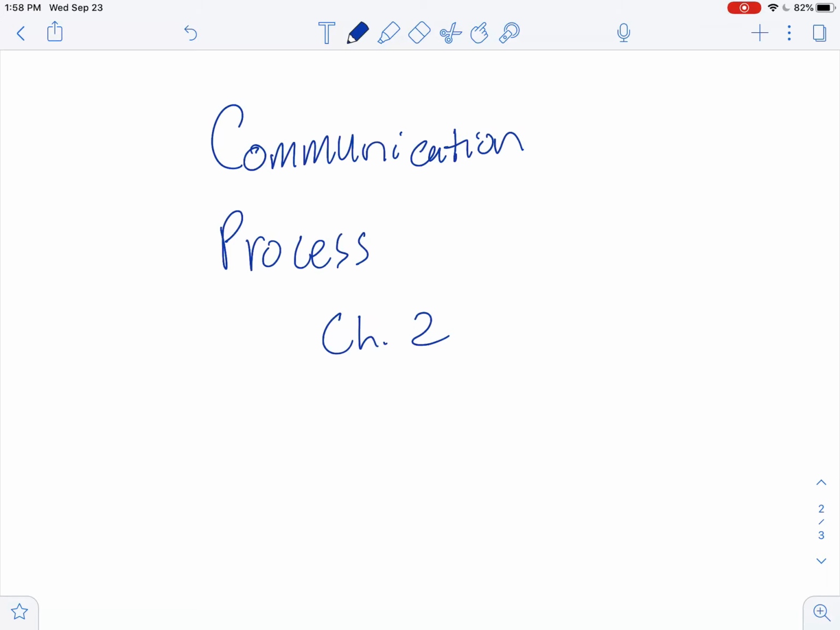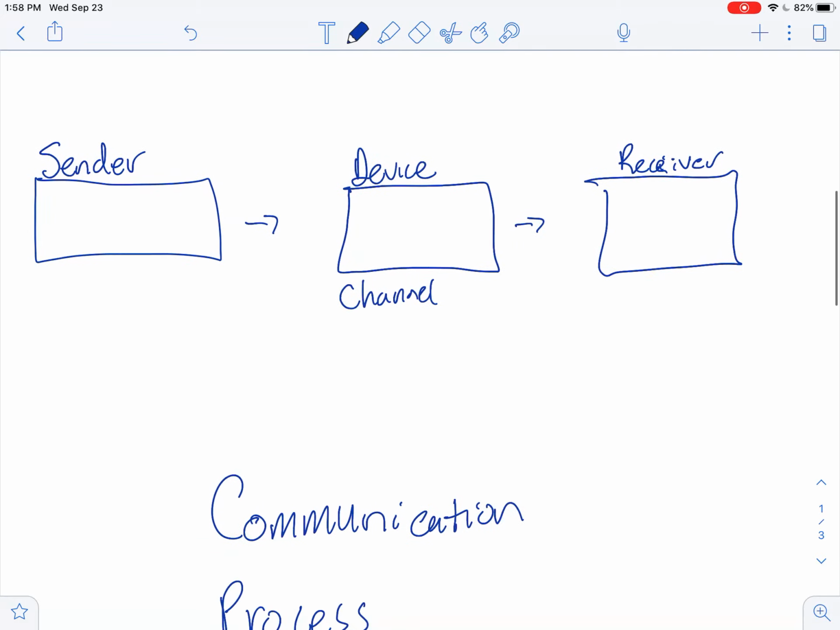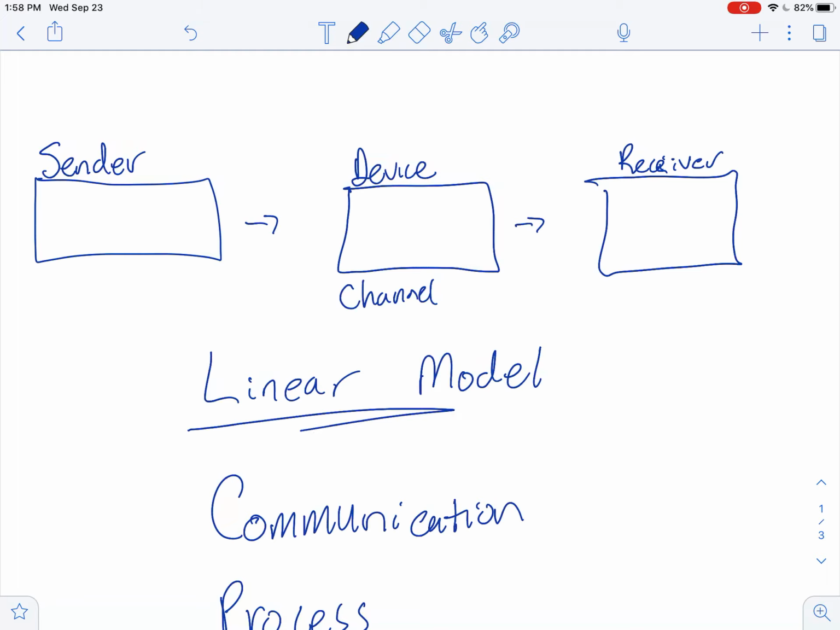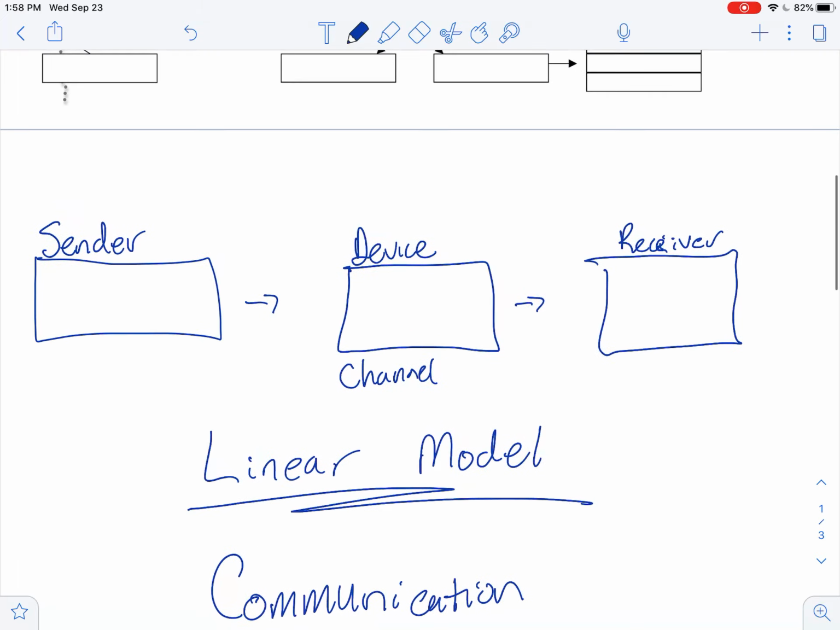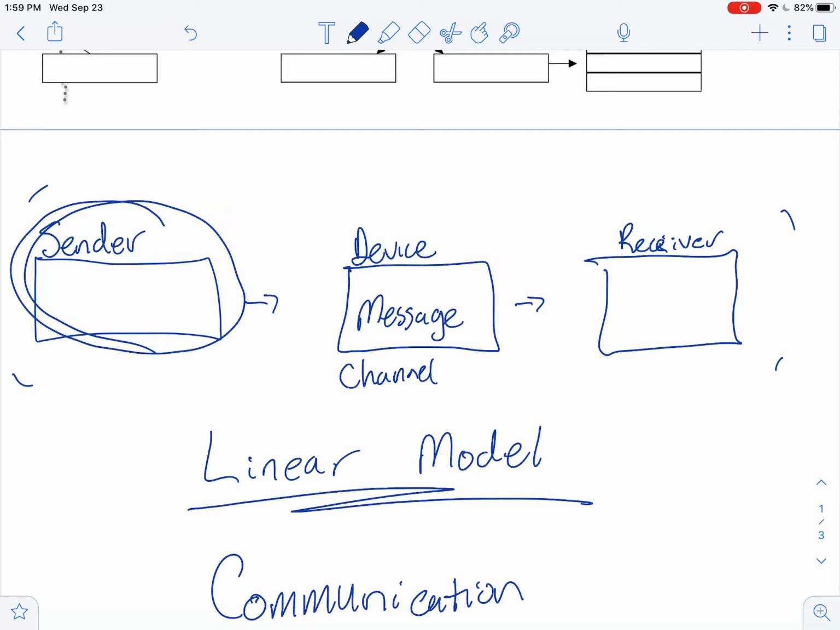Way back when, they used to have a communication process that was called the linear model of the communication process. Linear model. What that meant is it was a one-way line of communication. So imagine this right here is the linear model of communication. It has three parts. The first one is the sender. The sender is the one that comes up with the message. They send it through a device, also known as a channel, to the receiver, and the receiver gets the message.